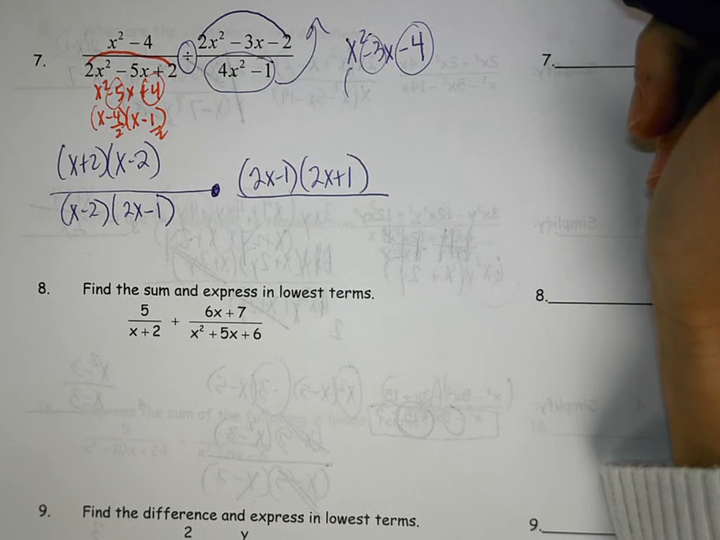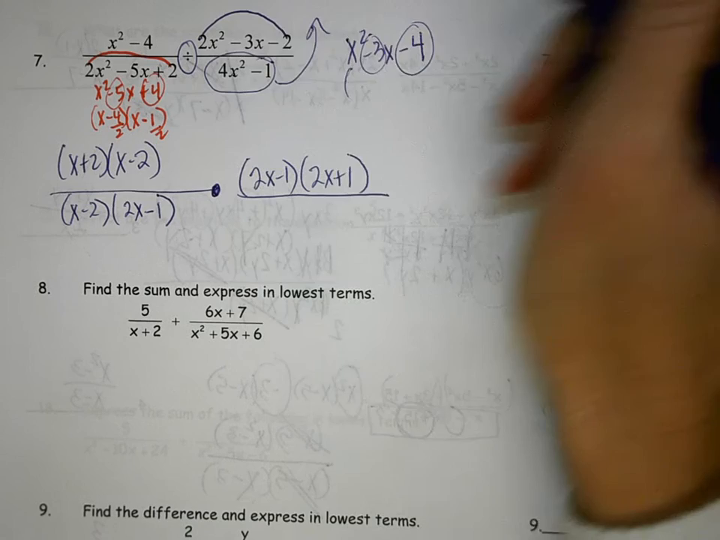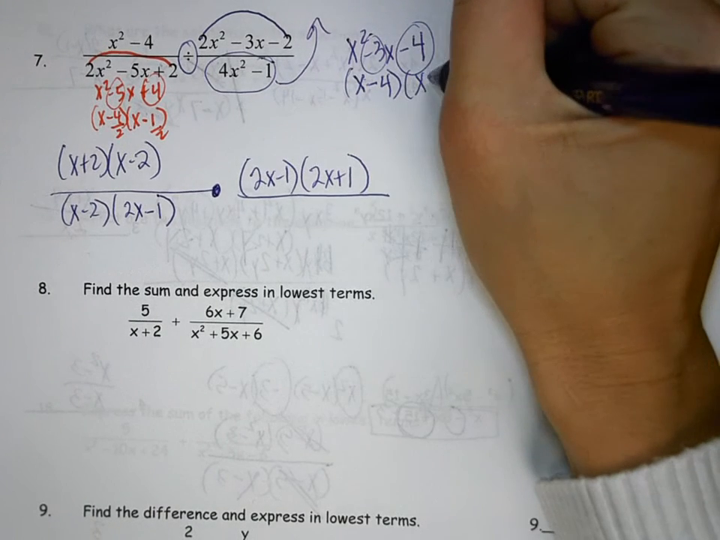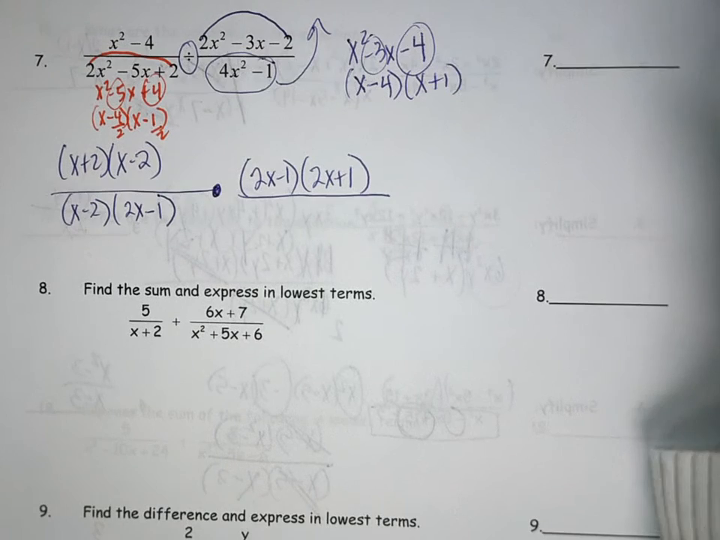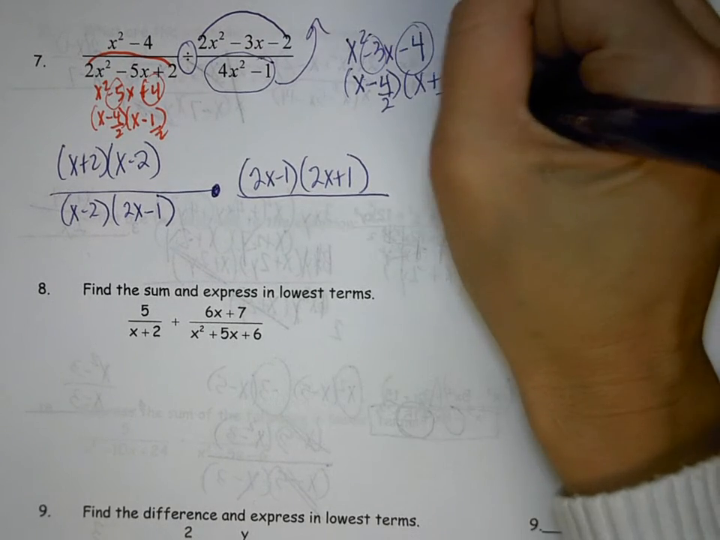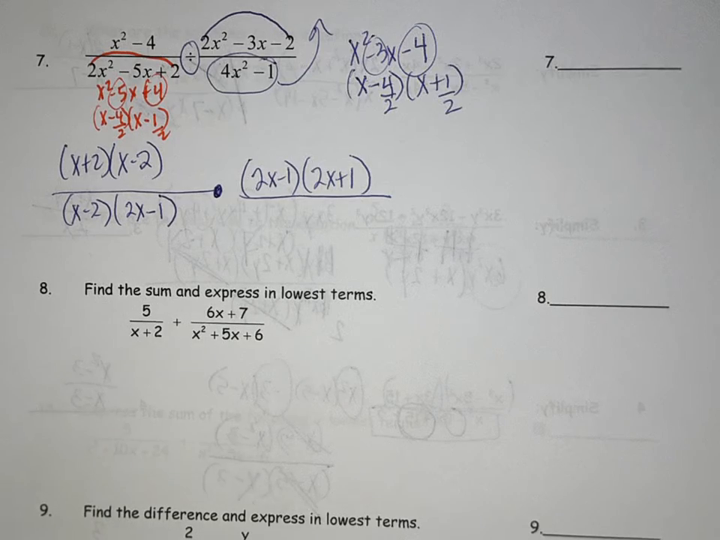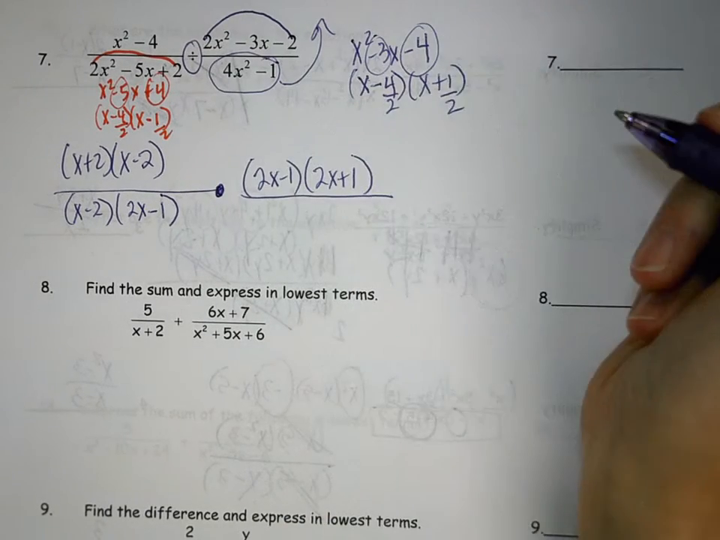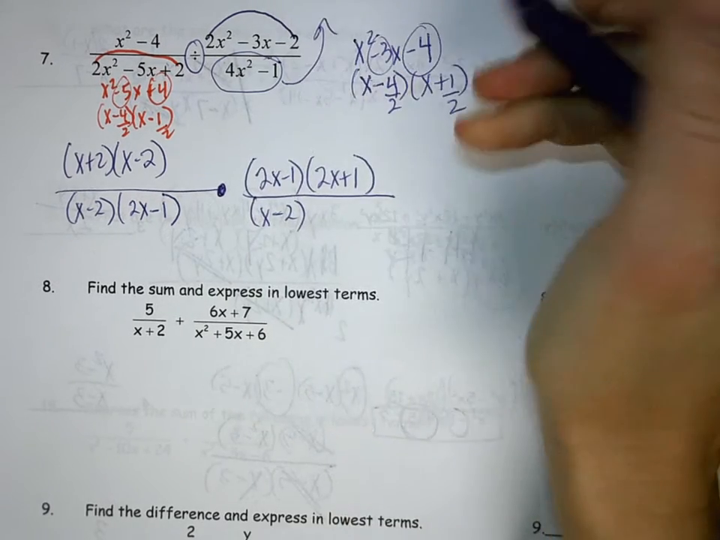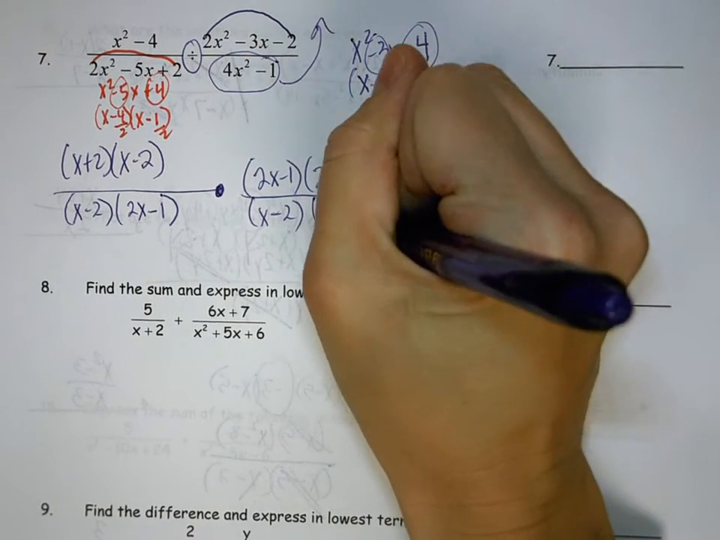I just said that wrong. What multiplies to be negative 4 and adds to be negative 3? 4 and 1. So x minus 4 and x plus 1. But what do I need to do? Bring the 2 back under. Good. So this will reduce to be x minus 2. And this one will become 2x plus 1.